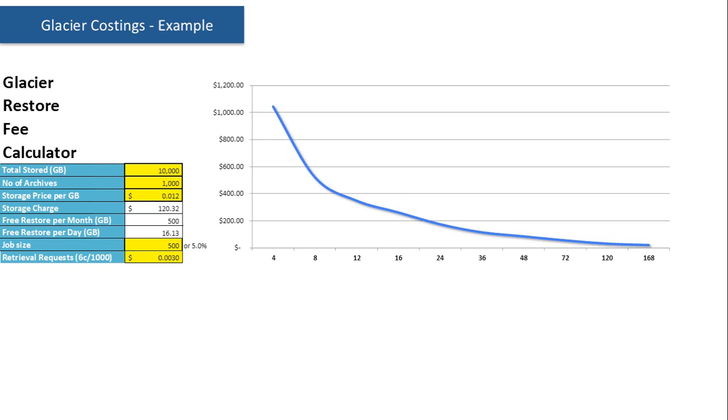Obviously that's peaky, and that's why we've built this very flexible model to allow for customers that are able, if they need it urgently, they can get it, but if they're able to plan and map out their retrievals, they're able to save a lot of money.